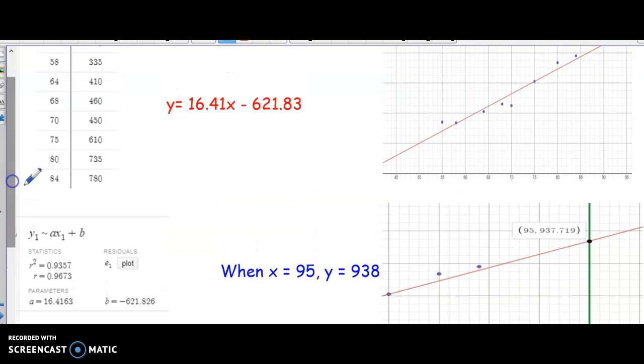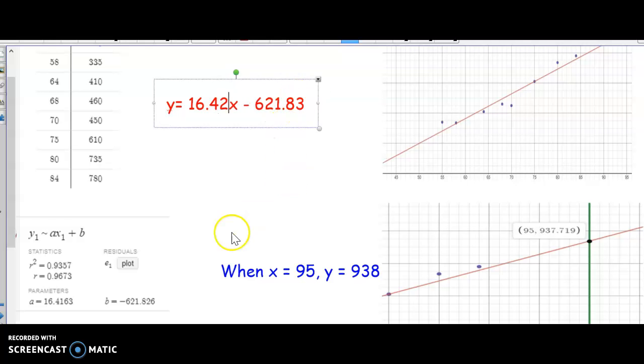So I'm going to come back up here, and in my equation, Y equals 16.41. We were supposed to round to the nearest tenth. So because that's a 6 here, I'm going to round that up to a 2. Then I have minus 621.826, and because that's a 6, I'm going to round that up to a 3. So this is my equation.